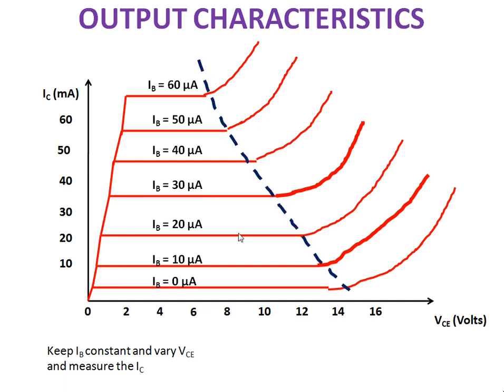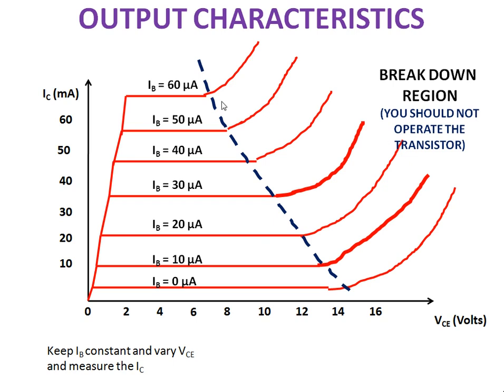So here, this region, this parabolic graph, is known as the breakdown region. You should not operate the transistor in the breakdown region, because the current is rapidly increasing, so a large amount of heat will be produced, and it may damage your transistor. So you should not operate beyond this blue line. So this region is known as the breakdown region.